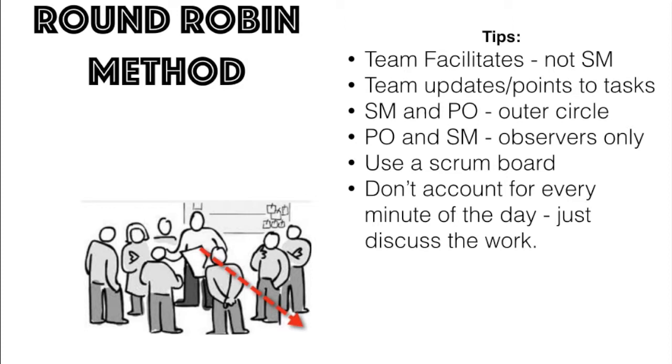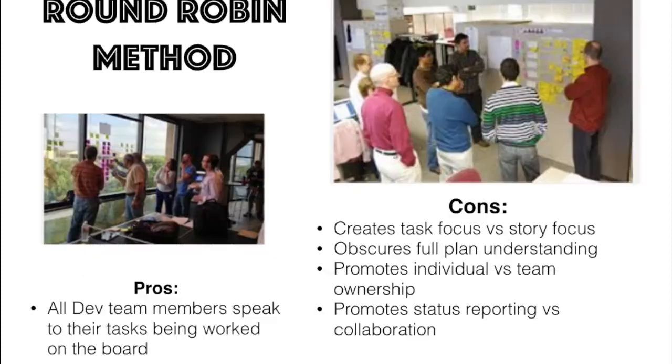When doing the round robin method, it's really important to remember a couple of things. You don't have to account for every minute of the day. When you talk about what you did yesterday, the purpose of that conversation point is to talk about the important things that happened in the stories or the tasks that you were working on that the rest of the team needs to understand today in order to move forward in its work. A second point is that the team, the dev team, should be the people who are updating the task on the board or in Rally and whatever tool you're using so that they can talk to those points.